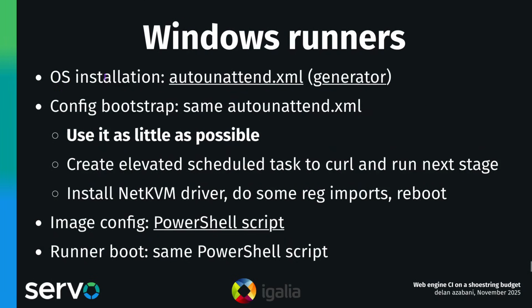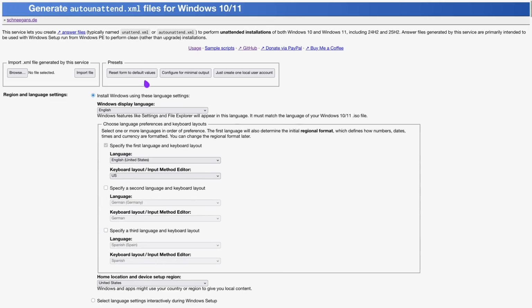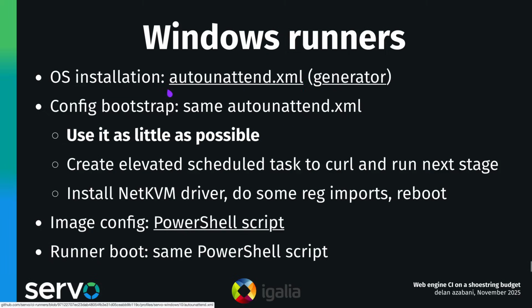We install the operating system using an automated answers file called autounattend.xml. There's a nice little generator here, which you can use if you don't want to have to set up a whole Windows server to set up unattended installations. You generate that XML file, and you can also use that XML file to bootstrap the config. Again, we use it as little as possible because writing automations as XML elements is kind of a pain.